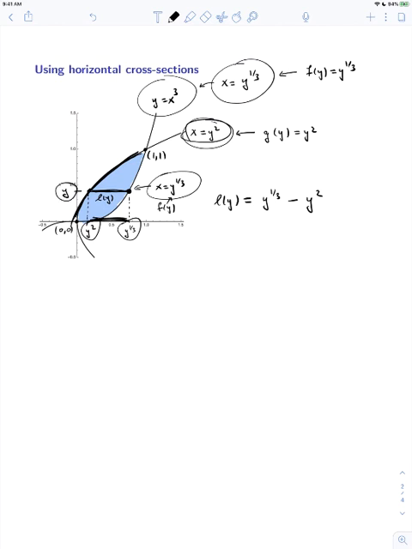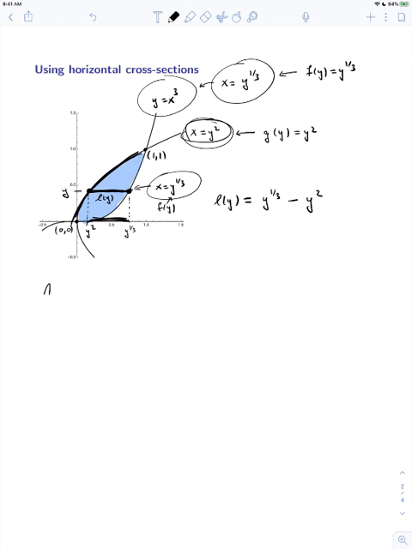We've picked a y, so y is not changing. The only thing that's changing is x. That's why we have a horizontal line segment. The largest x-coordinate is where x is equal to y to the 1/3, as you can see here. The smallest x value is where x is equal to y squared. So if you want to find the distance between them, you just subtract them, like so.